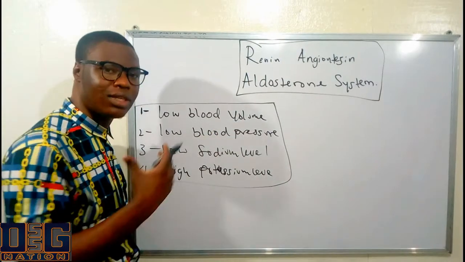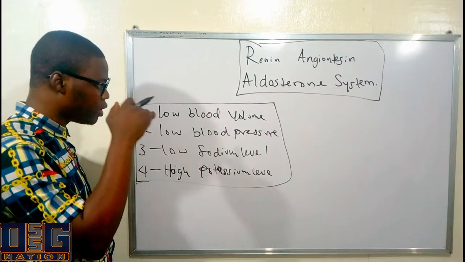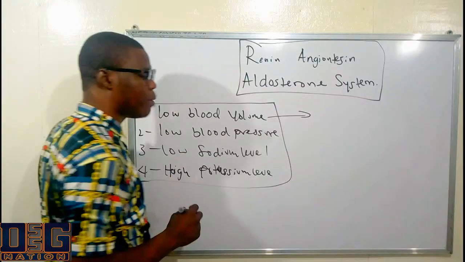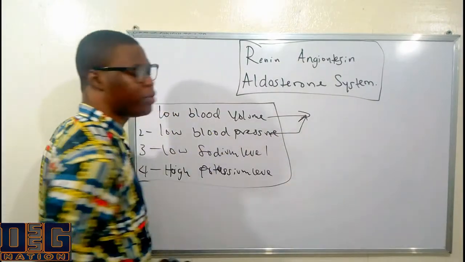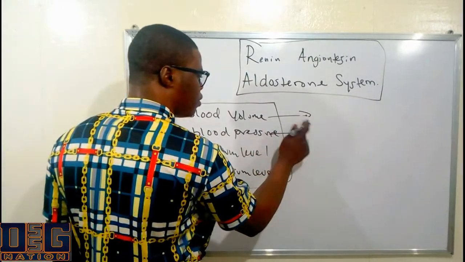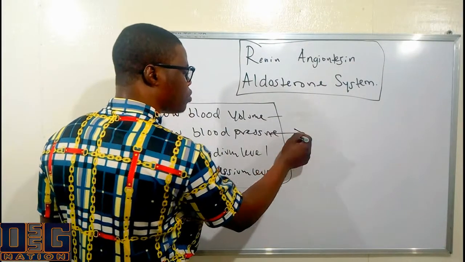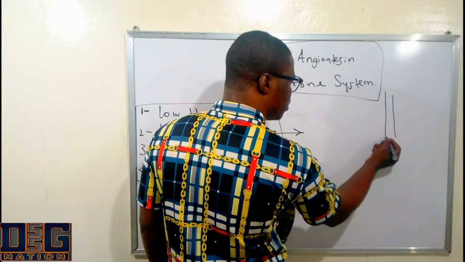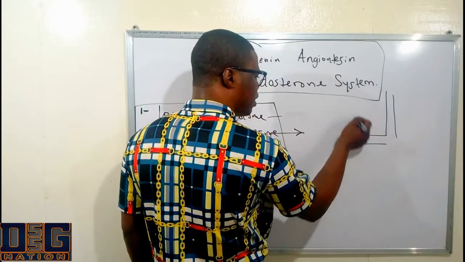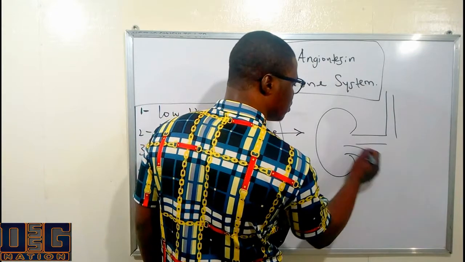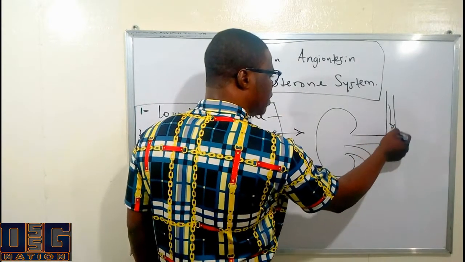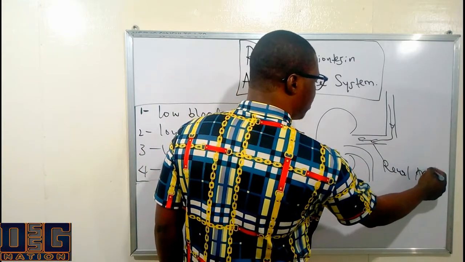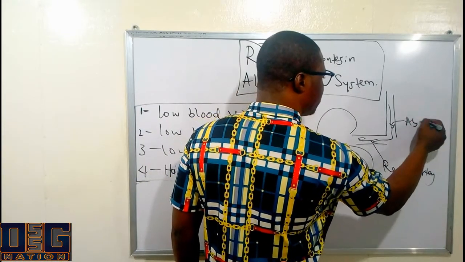Now, what will happen in the renin angiotensin aldosterone system? If there is low blood volume, what will happen next? Or the low blood pressure. So let's start with the low blood pressure now. So we know that this is our kidney. The abdominal aorta is coming like this and it branches into the renal, and the renal supplies the kidney. So this is the abdominal aorta. Blood is coming from here, and then this will be our renal artery.